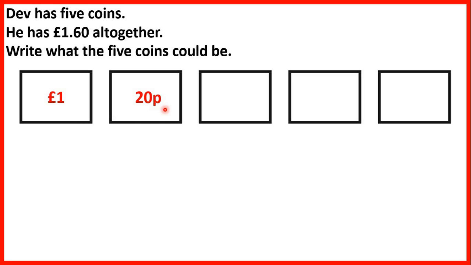£1 plus 20 pence is £1.20. If we add another 20 pence, that takes us to £1.40, and then we need another 20 pence altogether for these two coins here to take us to £1.60. So we can have 10 pence and 10 pence. £1 plus 20 pence is £1.20, another 20 pence, £1.40, then £1.50, £1.60. And we've made that total using 5 coins, so we have our answer.